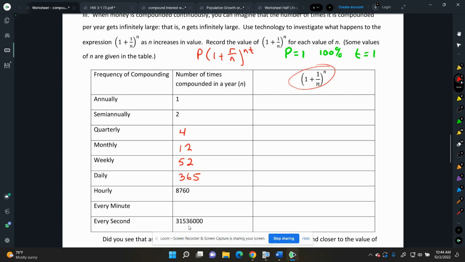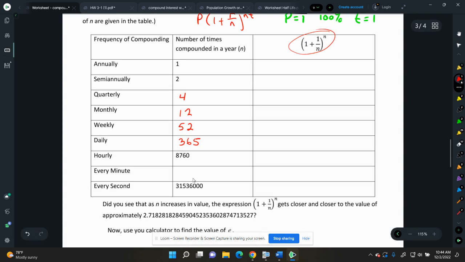Now, how about every minute? So I would take the hourly and we're going to multiply it by 60 because there are 60 minutes in an hour. Gavin, will you do that one? Compound it every minute. Okay. And then Alex, would you do every second?